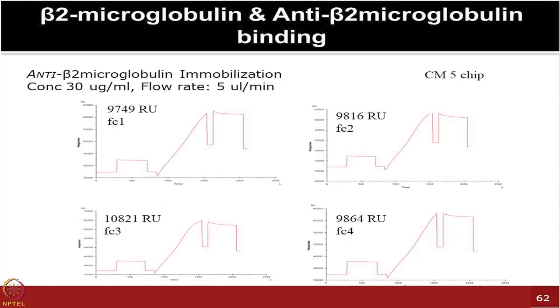In this case, again we started as a proof of concept with a beta 2 microglobulin experiment, and then used all 4 flow cells, because you need a lot of analyte to bind, which you can recover and then use for the mass spec testing. So all the 4 flow cells were immobilized, and now when you are passing your beta 2 microglobulin protein, you are enriching them, and we actually used a pretty high concentration, 30 microgram per ml. Flow rate used was 5 microliter per minute. All the 4 flow cells were employed.